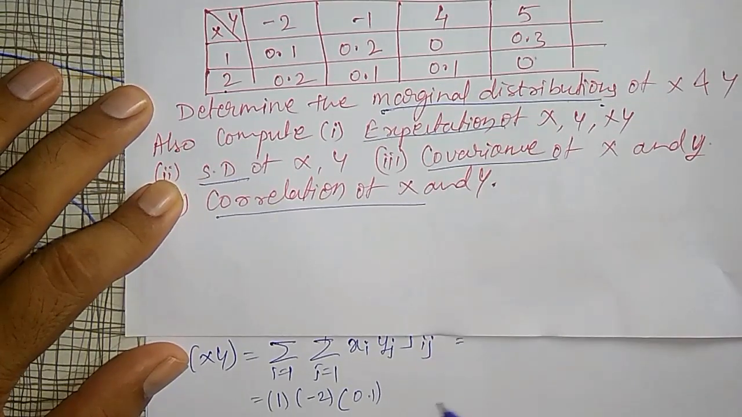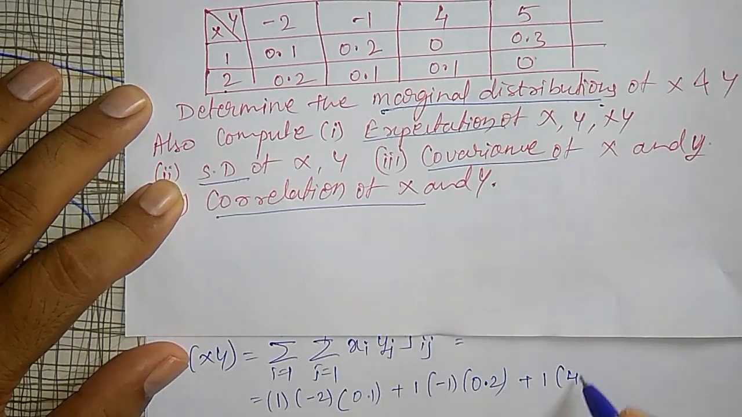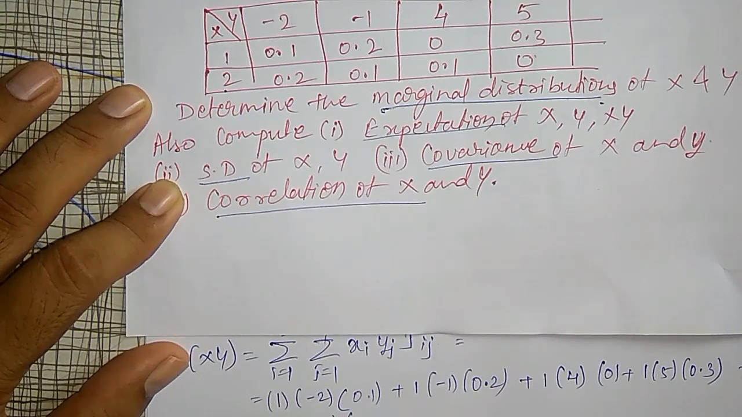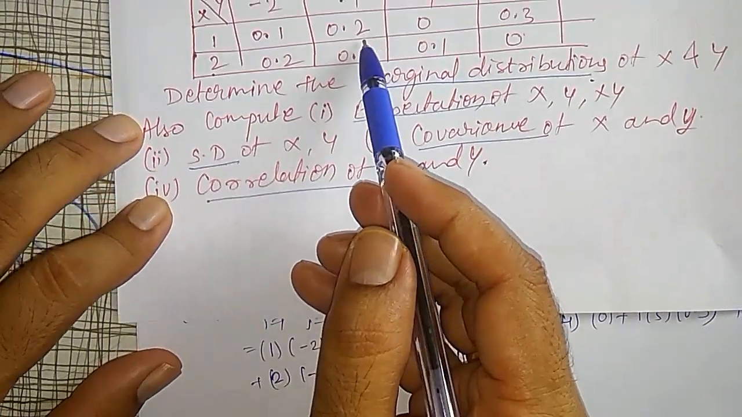Okay, like that, plus 1 into minus 1 into corresponding probability 0.2, plus 1 into minus 1 into 0, plus 1 into 4 into 0, plus 1 into 5 into 0.3. Continuing for the second row: plus 2 into minus 2 into 0.2, plus 2 into minus 1 into 0.1. These corresponding values I am taking.